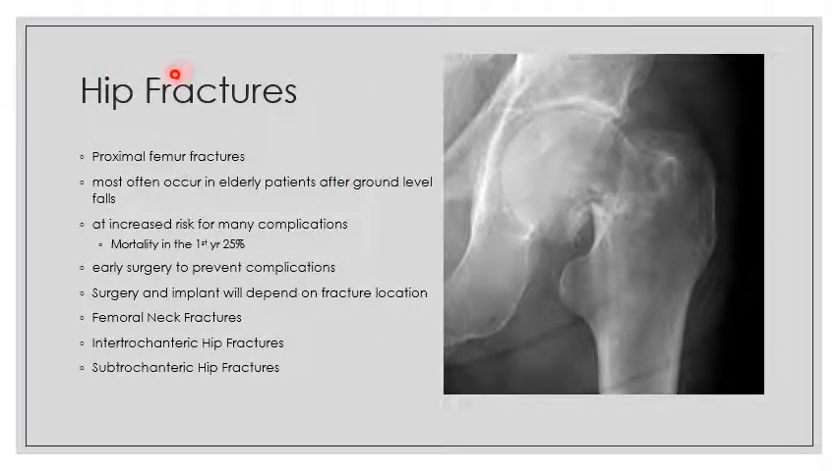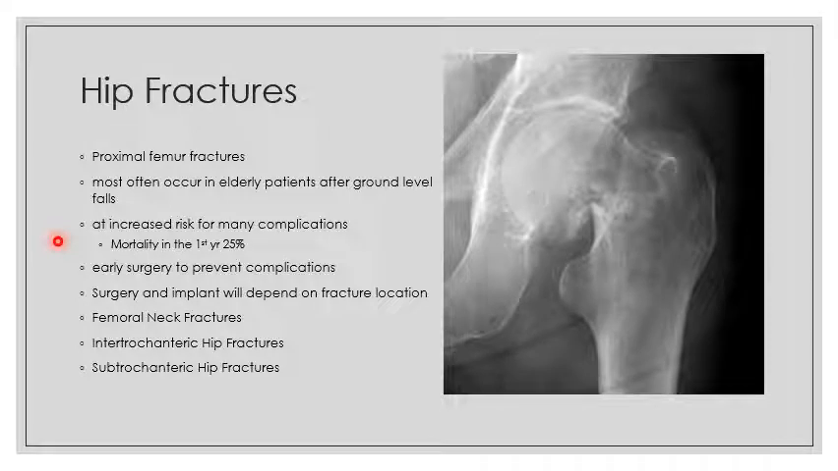So hip fractures. Basically, it's a misnomer. We don't really fracture a joint, right? We fracture a bone. So what we call hip fractures are basically proximal femoral fractures. They often occur in elderly patients after ground level falls. And the problem with hip fractures is there's an increased risk for many complications because these patients are already elderly with some comorbidities, and they won't be able to move around.